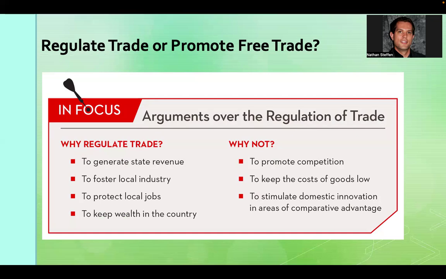So let's take arguments for and against the regulation of trade. Who regulates trade? Well, to generate state revenue, foster local industry, protect local jobs, and keep wealth in the country. Why not? Why would you not want to regulate trade? Well, to promote competition, to keep the costs of goods low, and to stimulate domestic innovation in areas of comparative advantage.